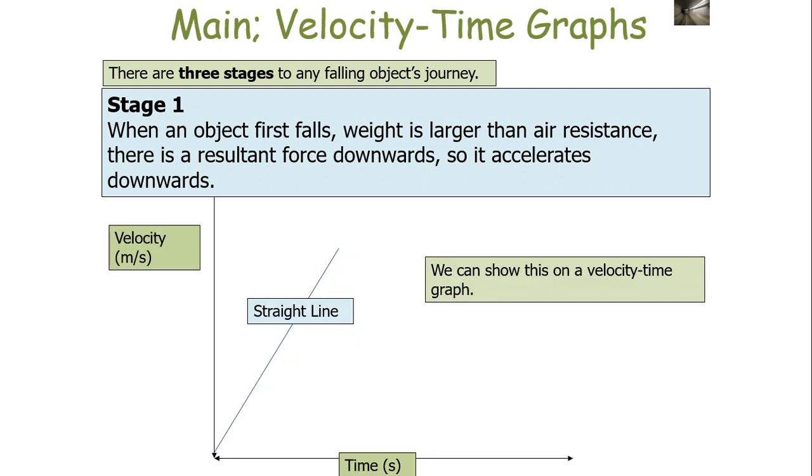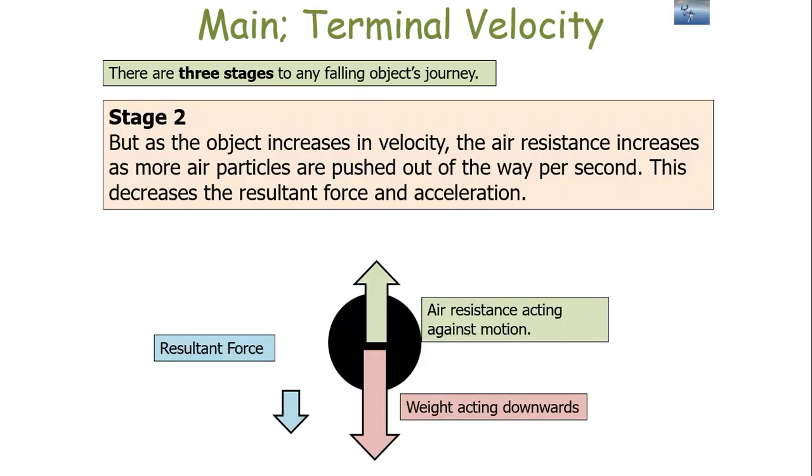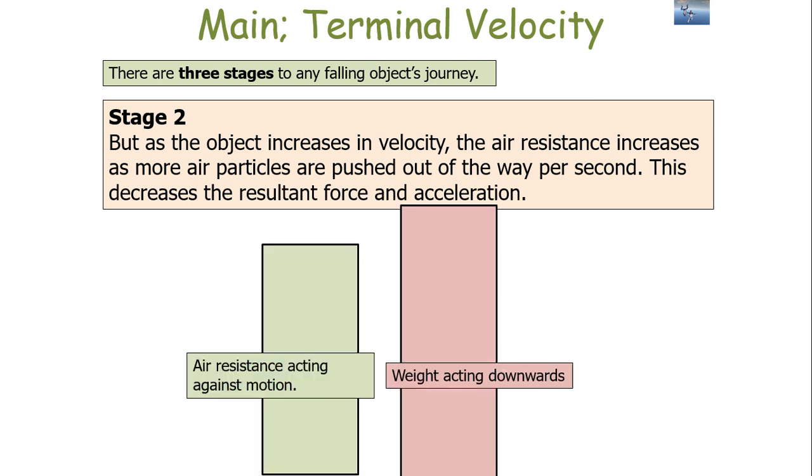Now, at this part of the journey, we can show this on a velocity time graph. So on the velocity time graph, we've got a straight line with a constant positive gradient, which indicates constant acceleration. But in stage 2, as the object increases in velocity when it accelerates, the air resistance increases because more air particles are being pushed out of the way by the object every second. So the air resistance has increased, so this decreases the resultant force on the object, and this decreases the acceleration.